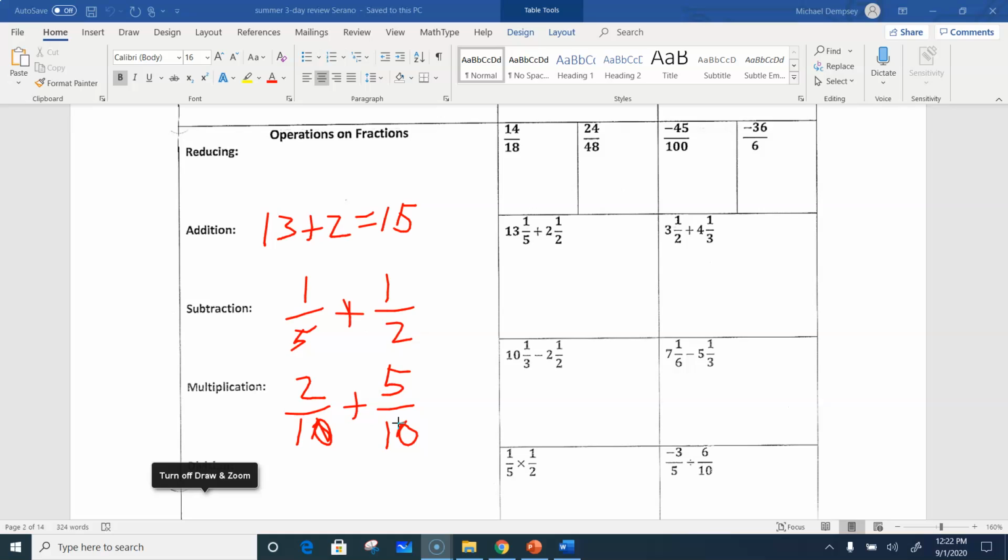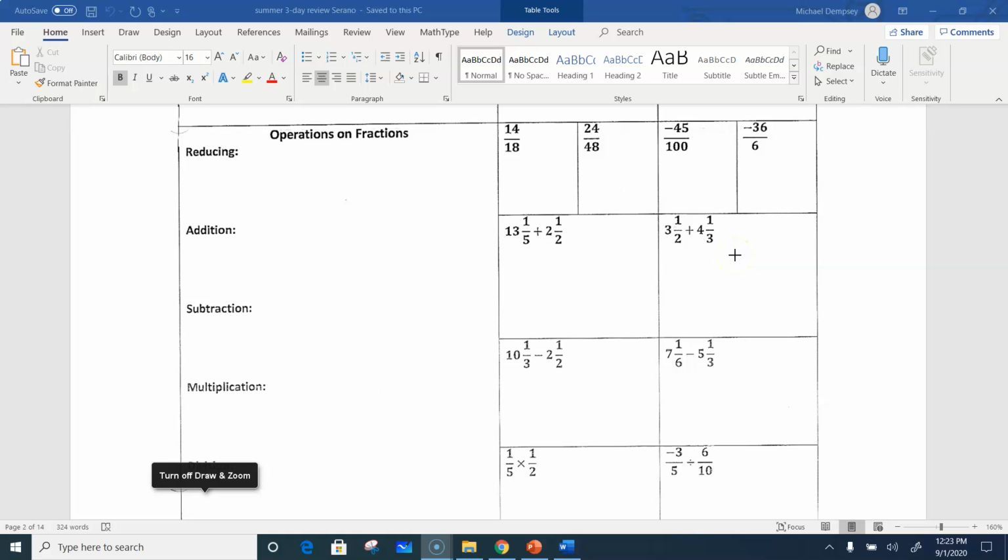I add these two together, and if it's bigger than 1, then I'll add it to the 15, but I don't think I need to. I have 15, right, is my whole number part of this, and then I have 2 plus 5 is 7, so this would be 15 and 7/10. Okay, let's see how that works out with the next one. I have 3 plus 4, that's going to be 7, and now I need to deal with the 1/2 plus 1/3.